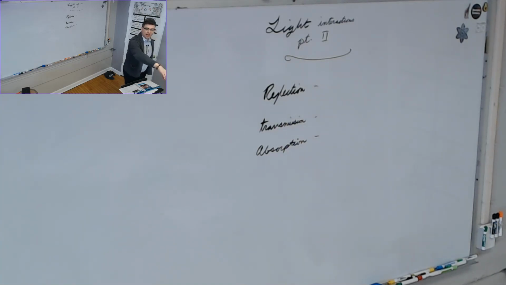Is it red light? Let me phrase it differently, because it's a yes or no question. Is her shirt emitting red light? Do you know what I mean by the word emitting? Is it producing red light? No, it is not producing red light. What is it doing? Why do we see it as red? Right, it's reflecting the red part of the white light.